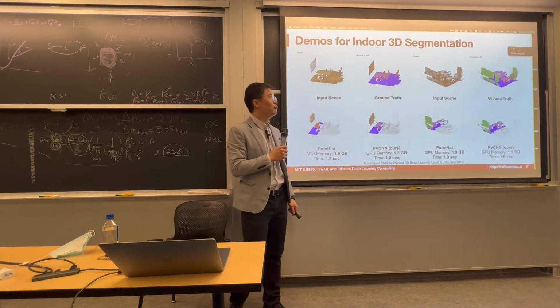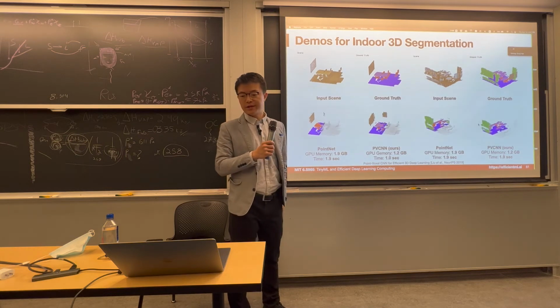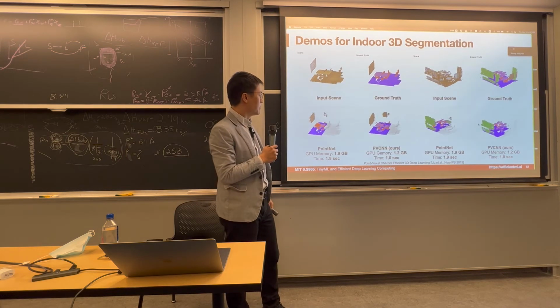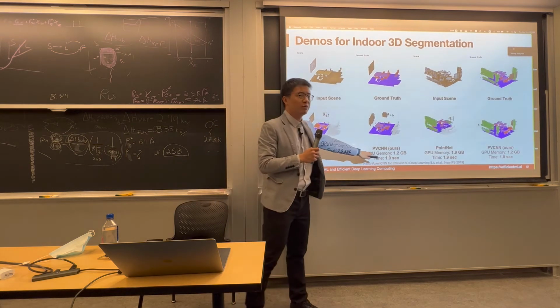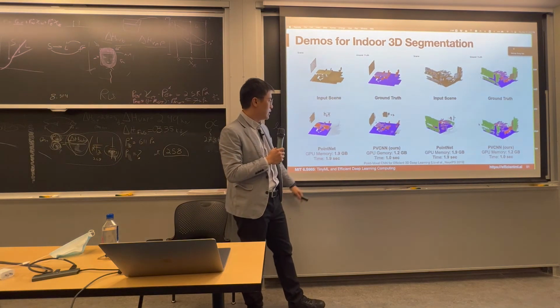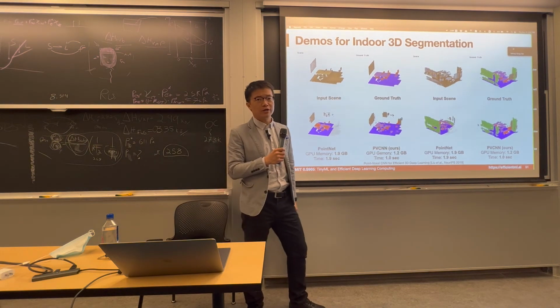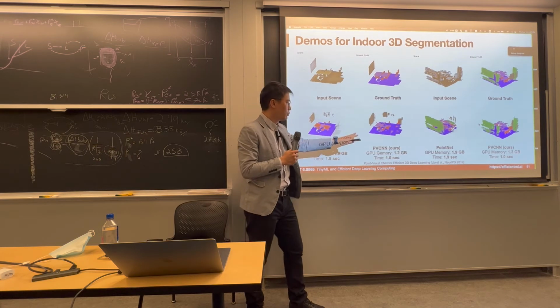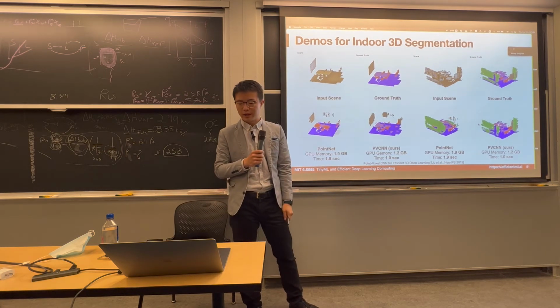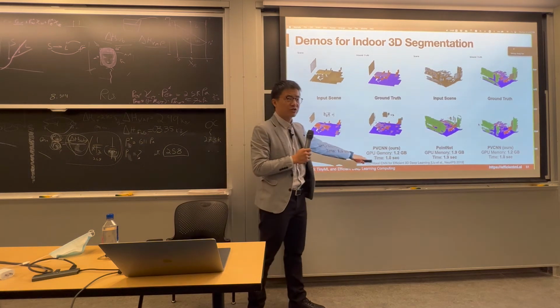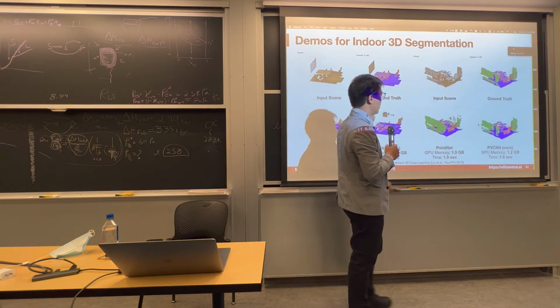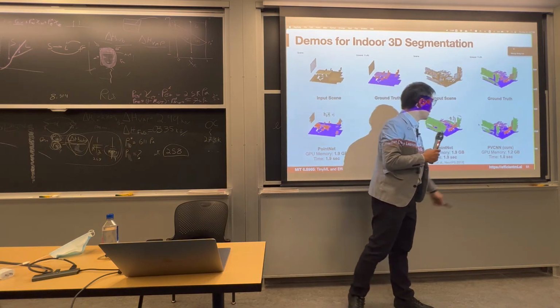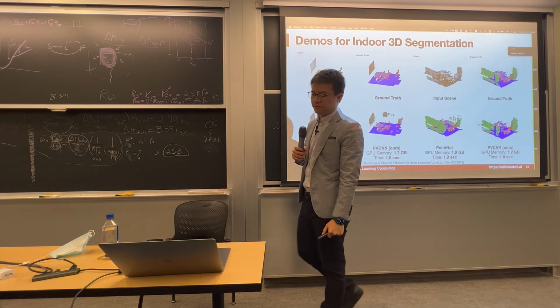This is the demo for 3D scenes, the indoor scene segmentation, comparing PointNet versus PVCNN. It requires a smaller amount of memory, 1.2 gigabytes versus 1.9 gigabytes, and is almost 2x faster. So PointNet versus PVCNN, almost 2x faster.